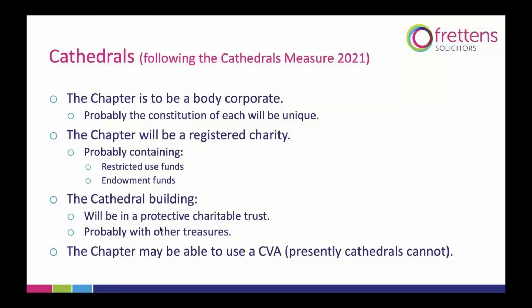Now, the proposal on which the new cathedrals measure is based is that cathedrals should be able to use CVAs to restructure. I can't actually see how that works in the cathedrals measure, so whether that's going to be amended before it gets royal assent, I don't know, or how they're going to be dealing with it. Maybe there'll be some secondary legislation, I just don't know. But the intention is that cathedrals should be able to restructure through a CVA, but the law doesn't allow them to do so, and at present I don't see how the law will allow them to do so.